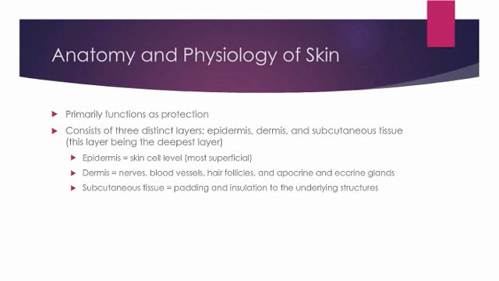The dermis, the next level, contains the nerves, the blood vessels, the hair follicles, and then the apocrine and eccrine glands. Those are part of our secretory glands that regulate a lot of what happens on the surface, or the epidermis, of the skin. The subcutaneous tissue then provides the padding and insulation that is necessary to protect and support and maintain the structure of the underlying structures.